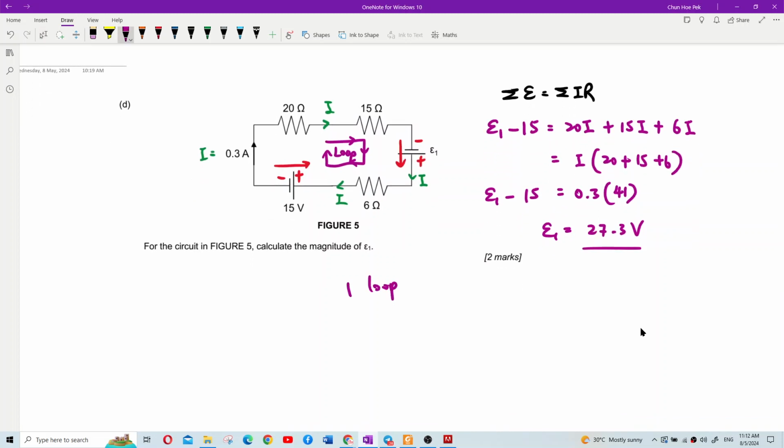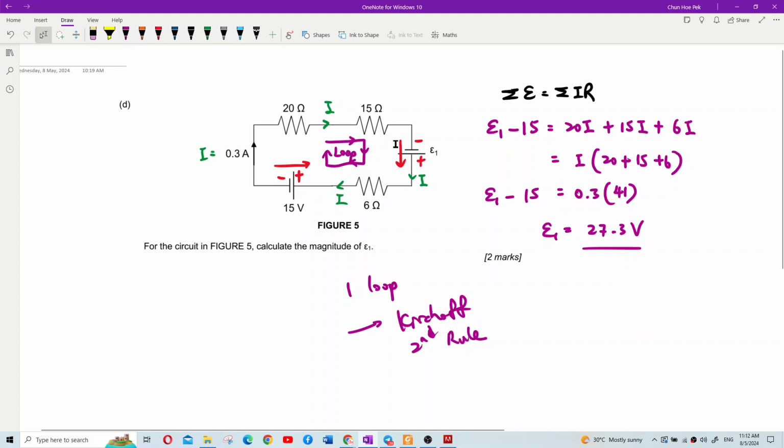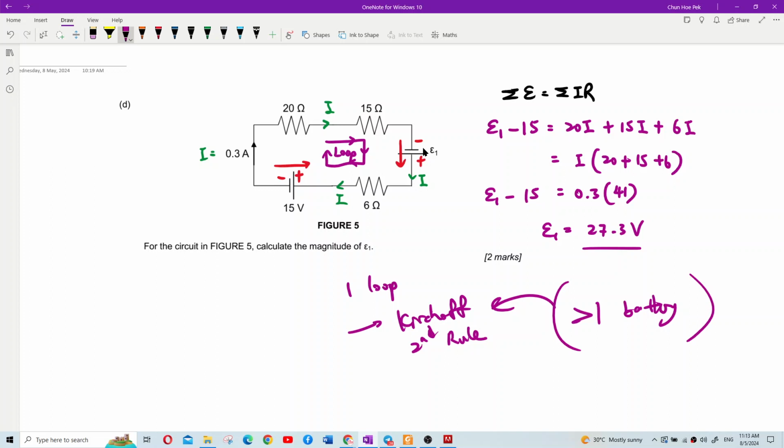This is about one loop only. Just use Kirchhoff second rule. Just one loop. Whenever we see more than one battery, kalau ada dua battery, we use Kirchhoff rule to do it. So easy, can do. Got the answer. Physics difficult? No, it's easy.